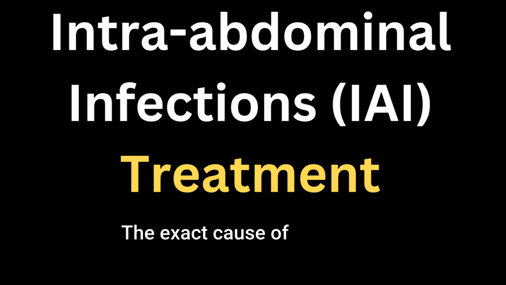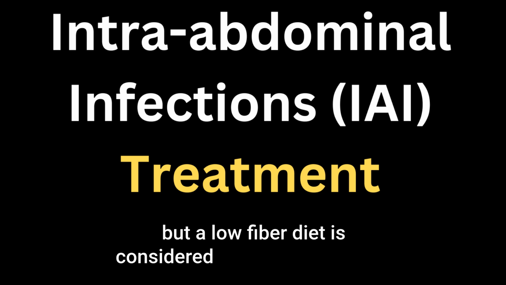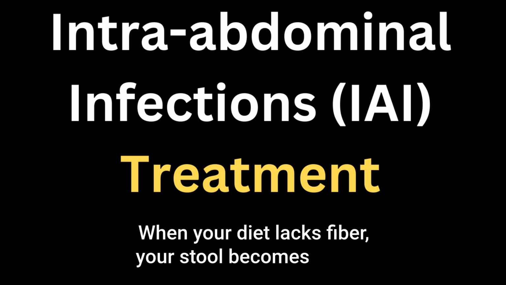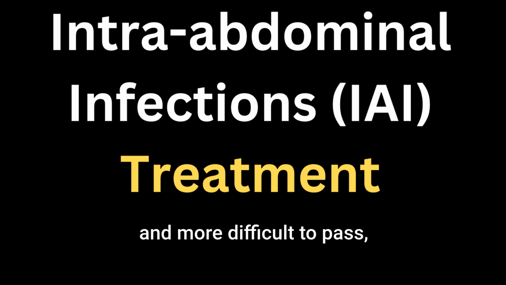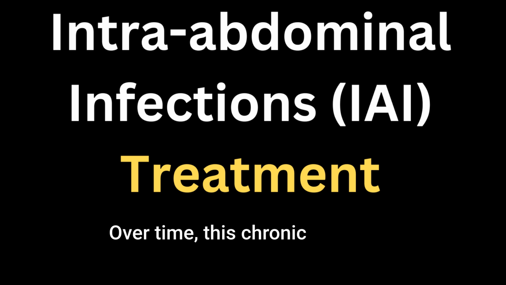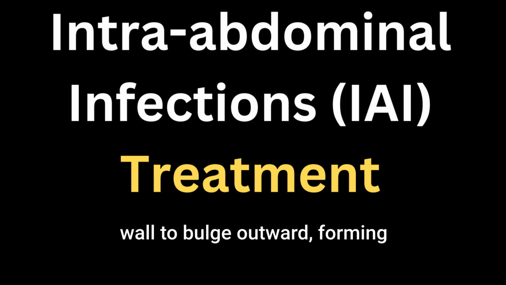The exact cause of diverticula formation is still debated, but a low-fiber diet is considered a major contributor. When your diet lacks fiber, your stool becomes harder and more difficult to pass, putting strain on your colon. Over time, this chronic strain can cause weak spots in the colon wall to bulge outward, forming those pouches we call diverticula.